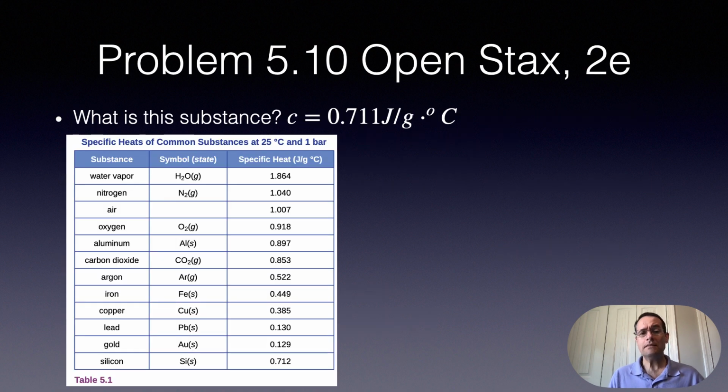Now what is this substance? We're supposed to look at table 5.1 in the OpenStax chemistry textbook, and if you look at the very bottom, it might be hard to see on the screen. We see silicon has a specific heat capacity of 0.712. That matches pretty close. So this could be the identity of the substance, all right?